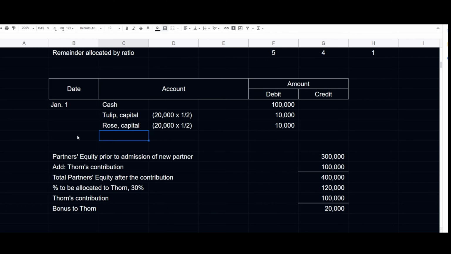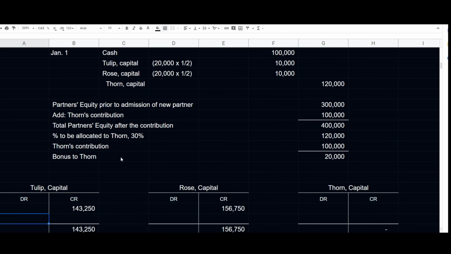Finally, we recognize the new partner and put them on the books. And they would be on the books for what they agreed to, $120,000. We can see that the total debits equal 120 and the total credits equal 120. This transaction balances. Now, even though we weren't asked to maintain T accounts, we are doing so to help visualize this transaction.